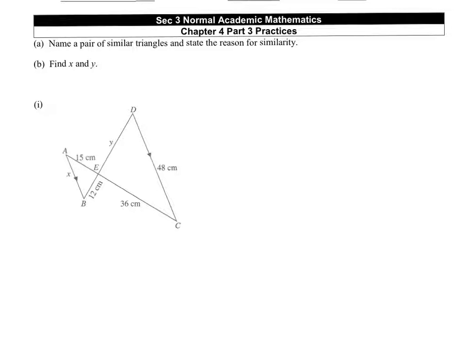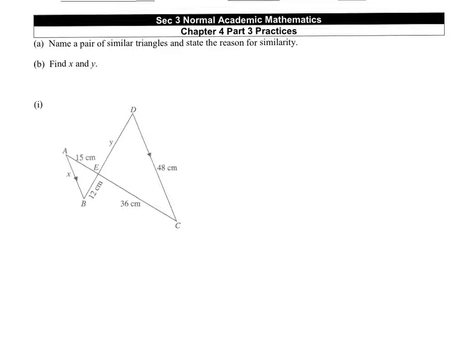Sec 3 NA Normal Academic, Chapter 4, Part 3 Practices. Now, in this part of the chapter, we're going to repeat some of the skills that we have used and learned yesterday. So now, let's look at the first question. Name a pair of similar triangles and state the reason for similarity.